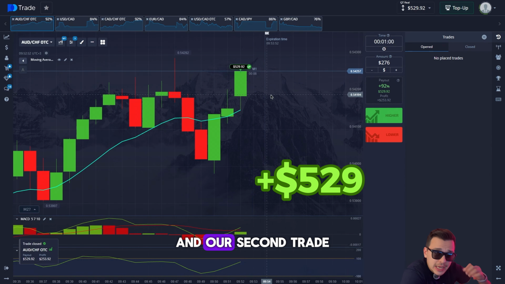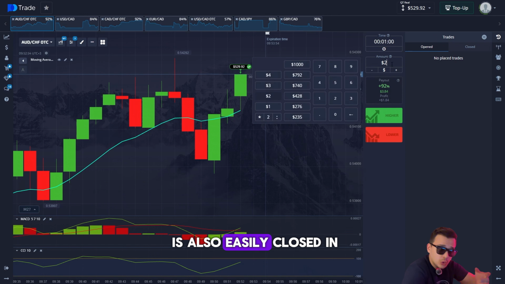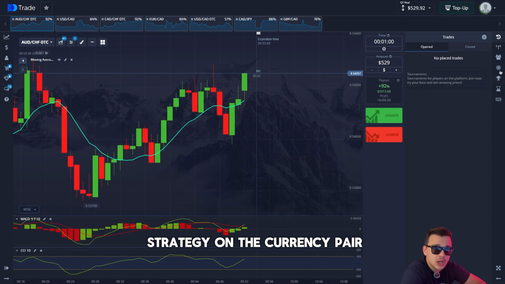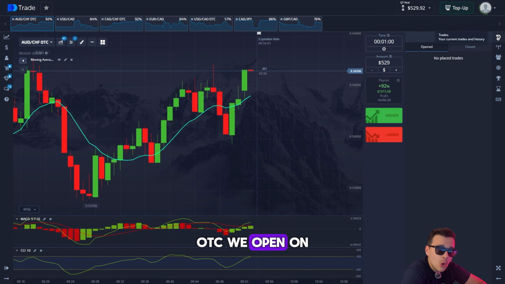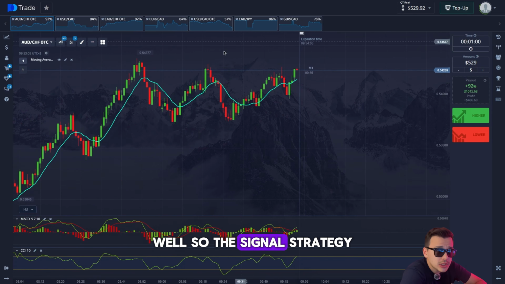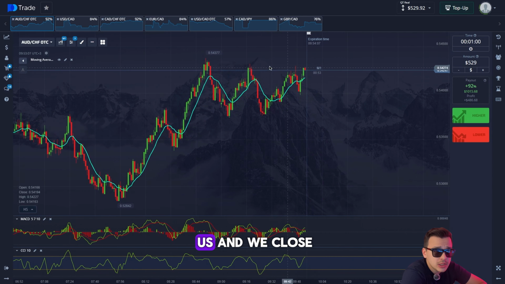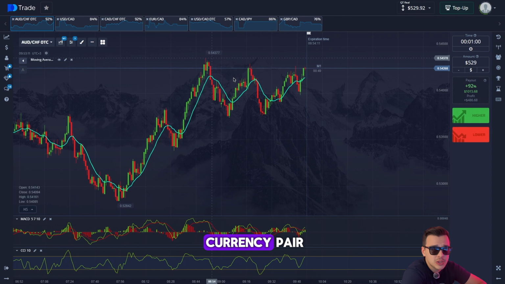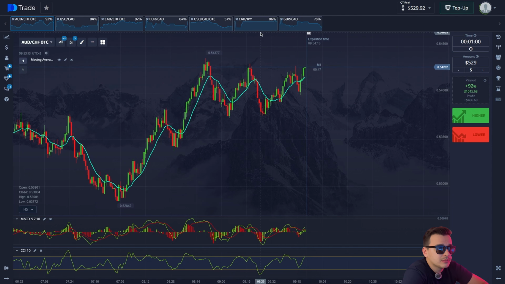And our second trade is also easily closed in plus, you see. Not in vain I chose a trend strategy. On the OTC currency pair we opened on the trend. It was not a mistake. The strategy showed us the signal, and we closed the trade in plus. Let's pick the next currency pair and continue our trading.